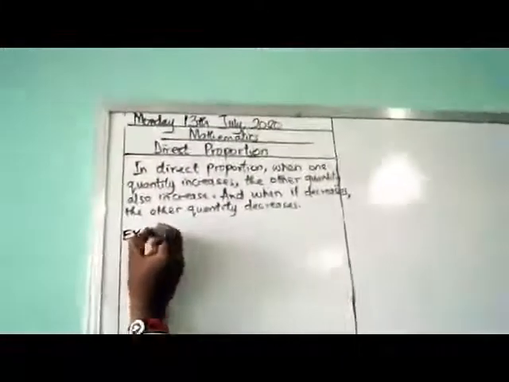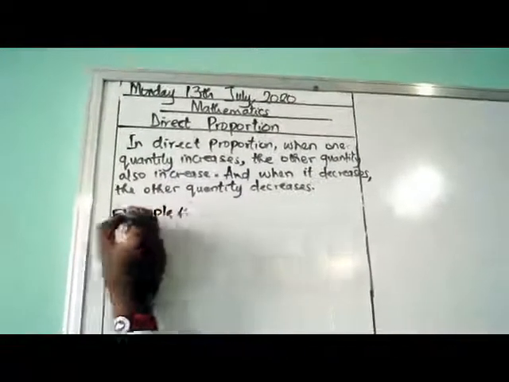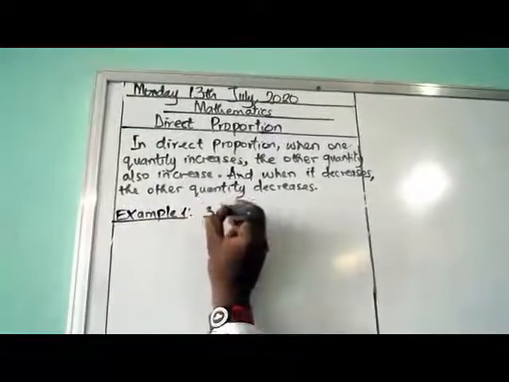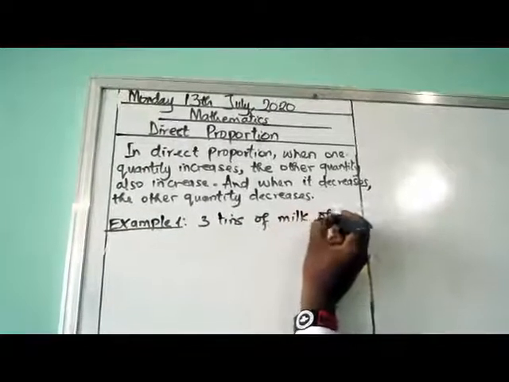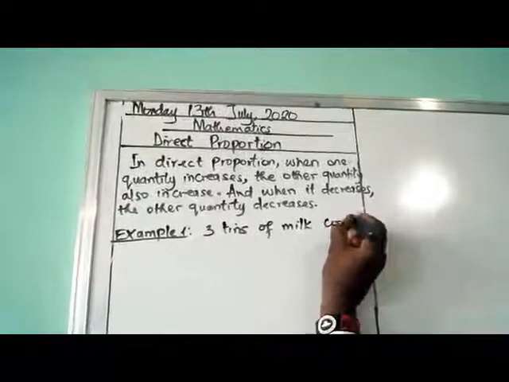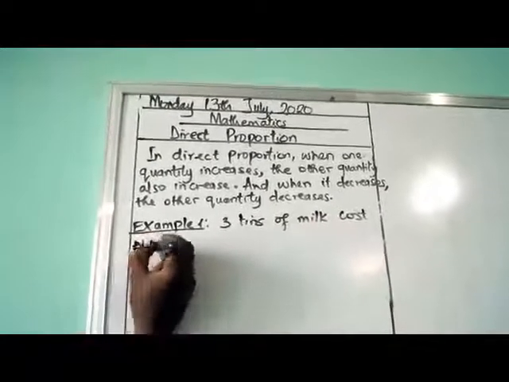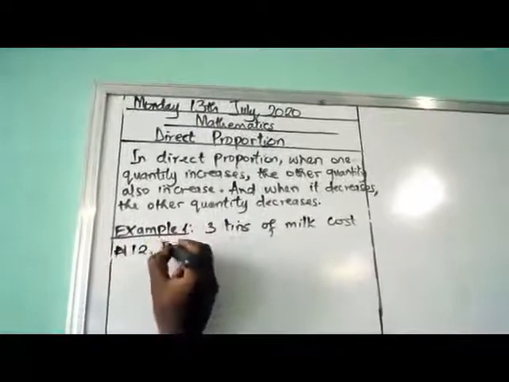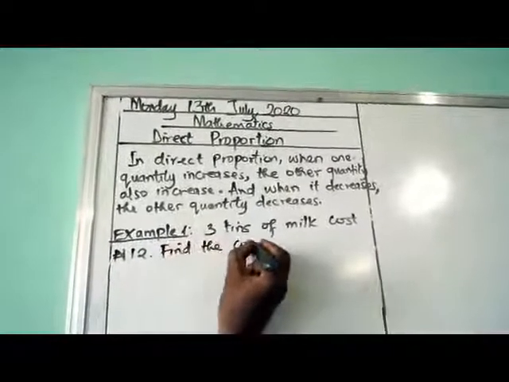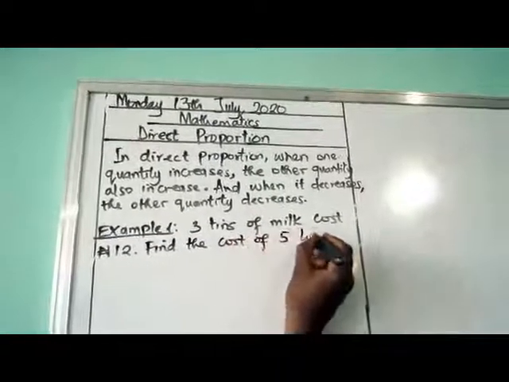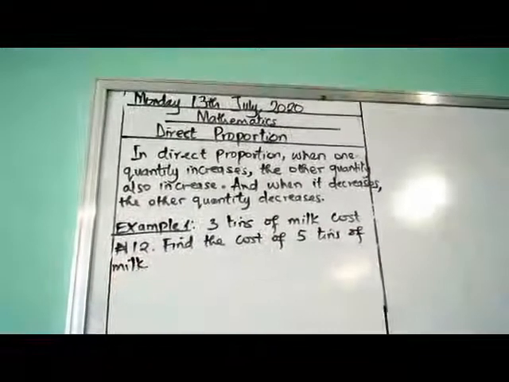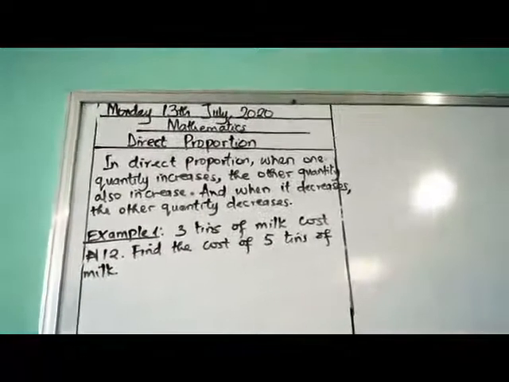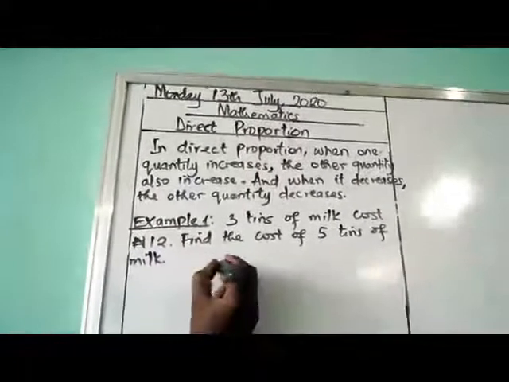Now let's look at examples. The first example we'll be considering today. Example 1. 3 tins of milk cost 12 naira. Then we have to find the cost of 5 tins of milk. 3 tins of milk cost 12 naira. Then find the cost of 5 tins of milk.